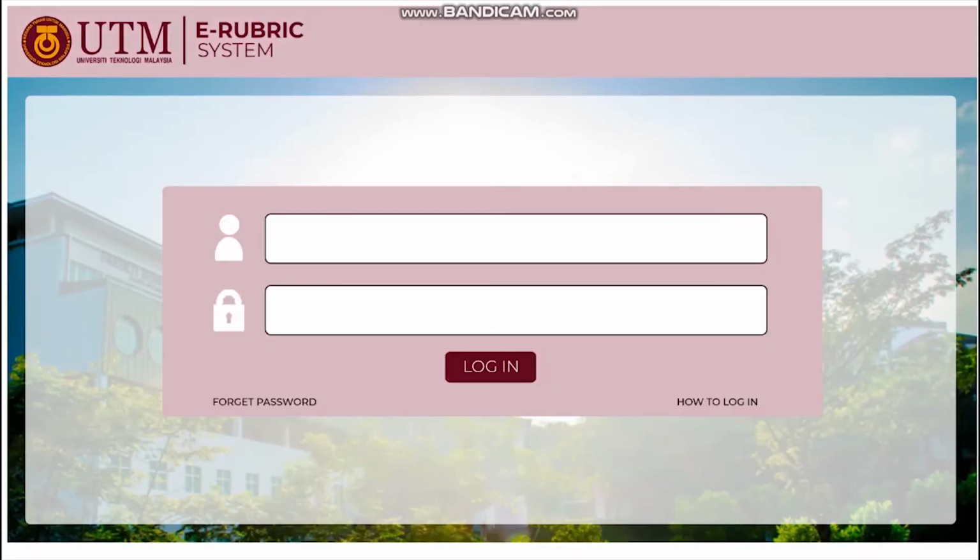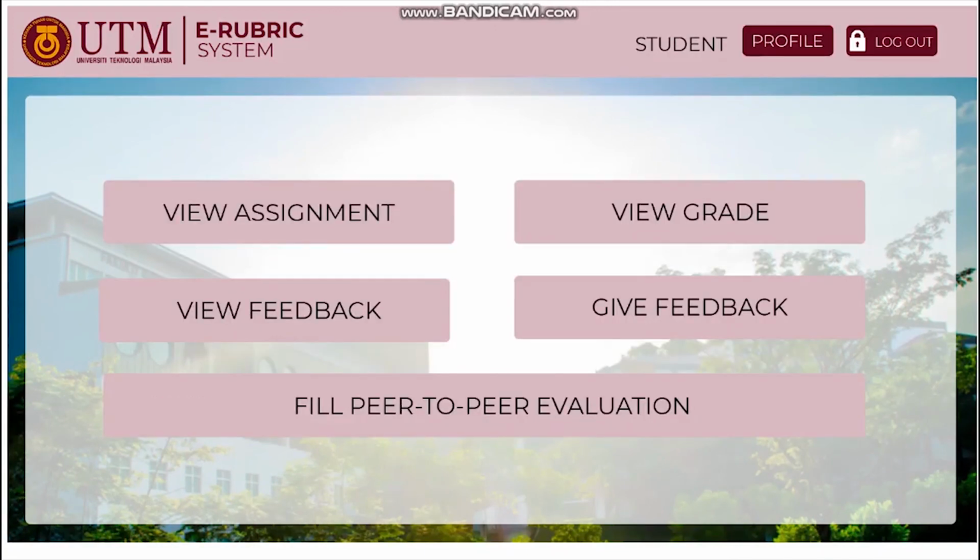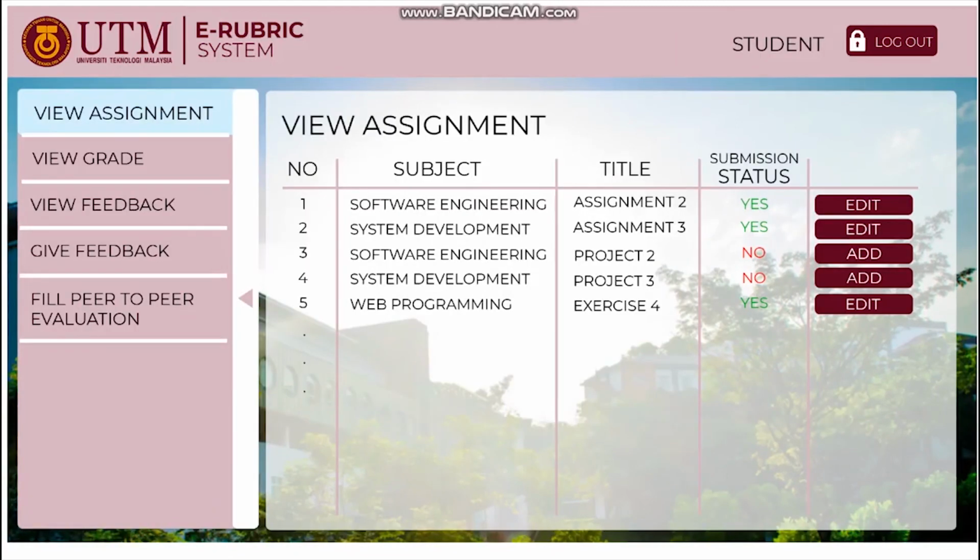My name is Siti Anasuha and I will be showing you how students are able to view their assignment. First of all, the student needs to enter their username and password in order to log in to the system. Once logged in, the student can go to view assignment, and on the view assignment page, a list of subjects is displayed. The submission status of the respective assignments is also displayed.